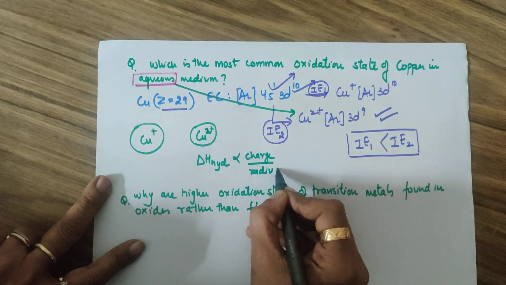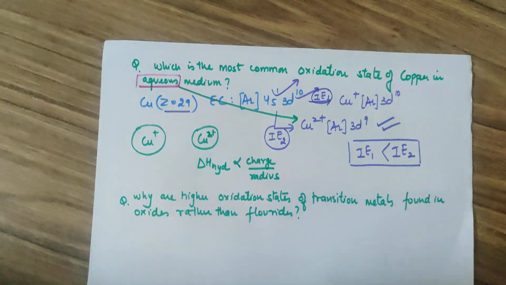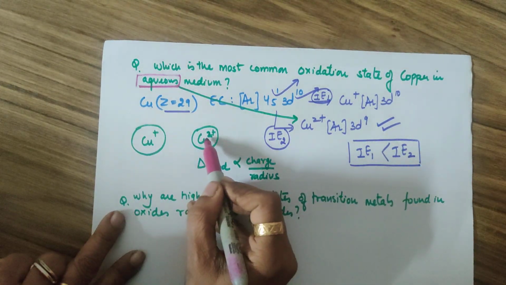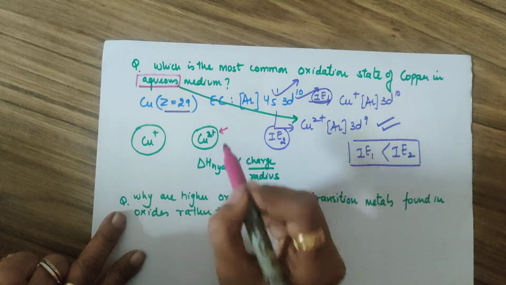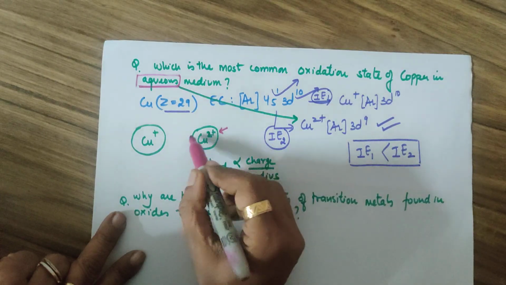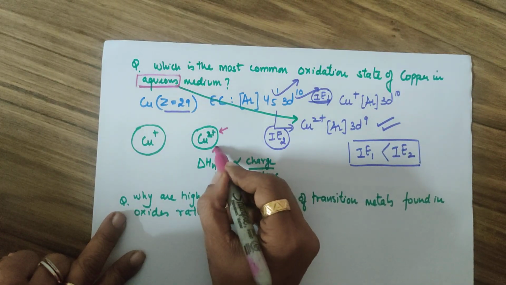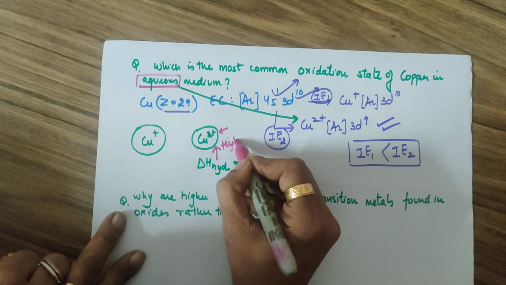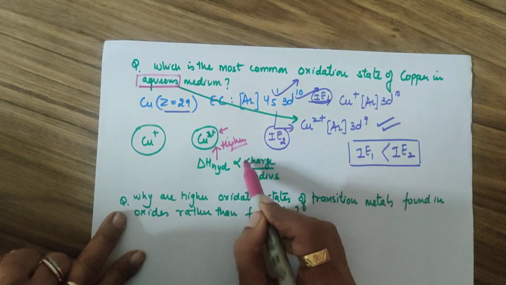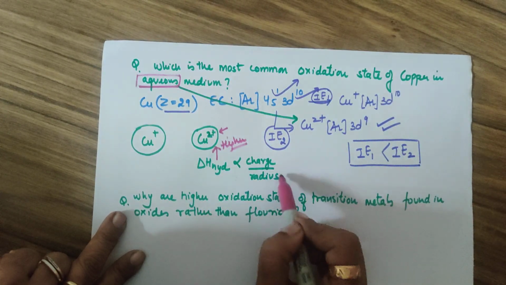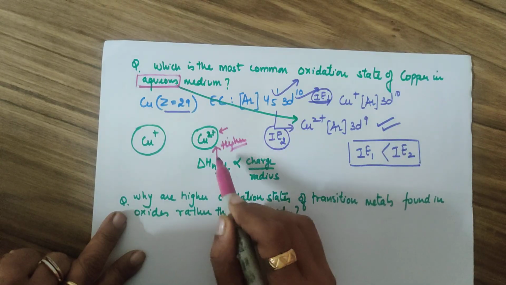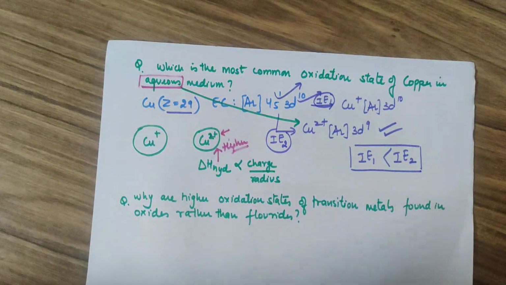Now, if you compare the charge upon radius for cuprous and cupric, charge is more and radius is smaller in case of copper 2 plus. So the hydration enthalpy for copper 2 plus is going to be higher because it has a higher charge and lesser radius. Both factors cause the hydration energy of copper 2 plus to be much higher. It is the energy released.